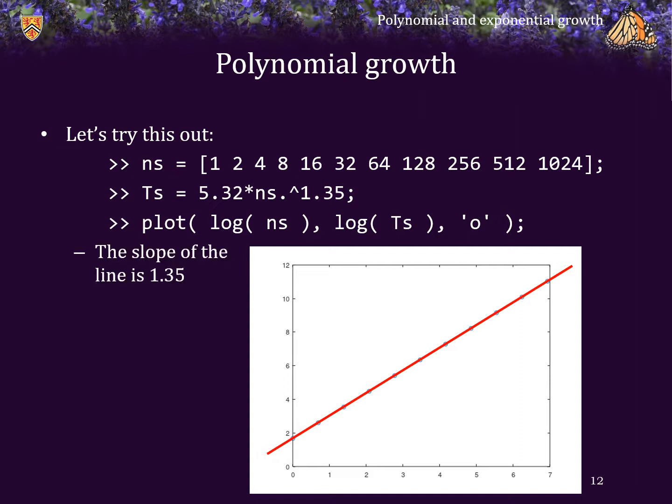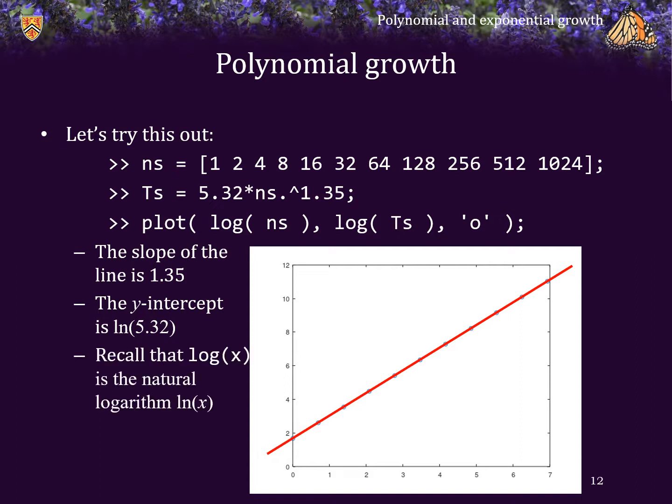The slope of this line is 1.35, and the y-intercept is the natural logarithm of 5.32. Again, it's important to remember that the natural logarithm is implemented in C++, MATLAB, and most other programming languages as log of x. If you wanted log base 2 of x, you could either use a formula, or there's often a log2 function, and if you wanted the common logarithm, you would use a function usually named log10.